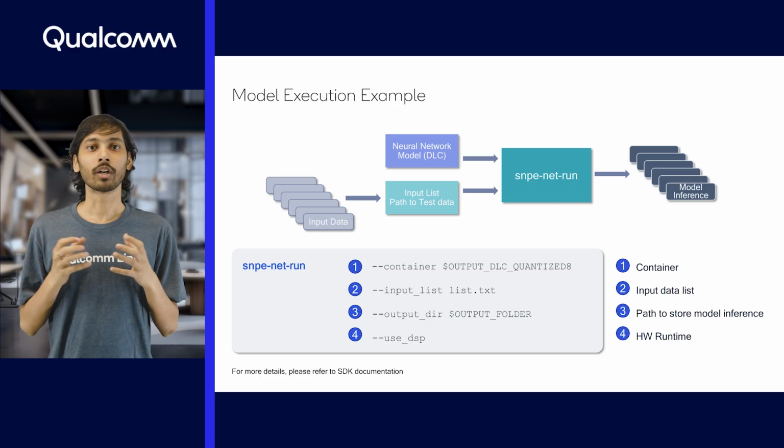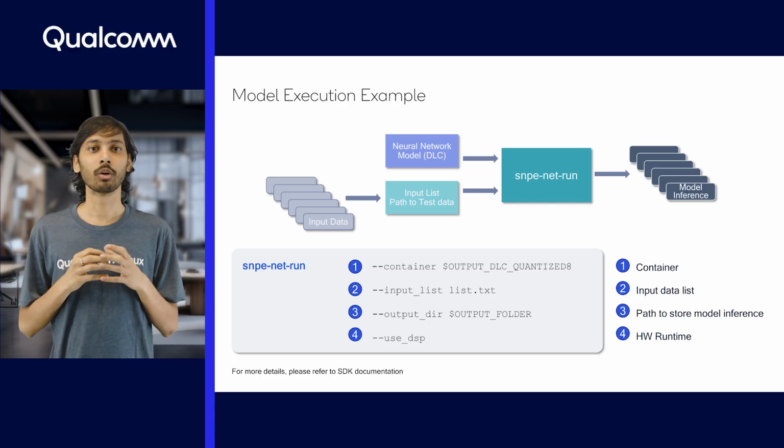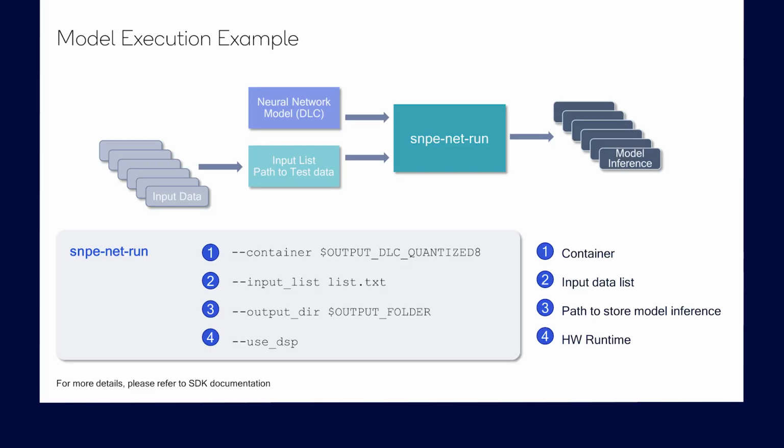Now that we have our quantized DLC and an optimized model, we will run it on our target platform. The SDK provides a pre-built tool called snpe-net-run that can load a DLC model and perform inference. This tool takes a DLC model, a text file with input data paths, a path to save model inference results, and target runtime to execute the model as arguments. Please refer to the SDK documentation for more details on executing your model.